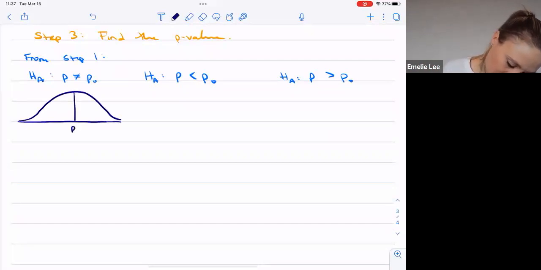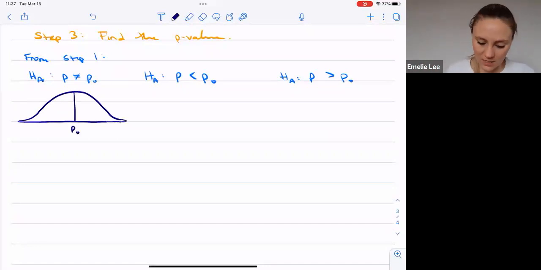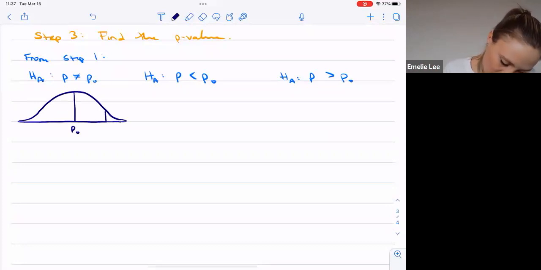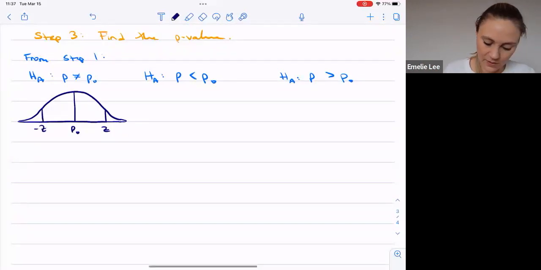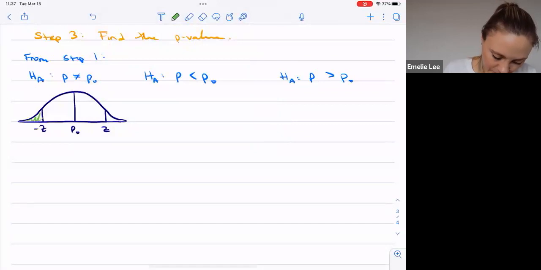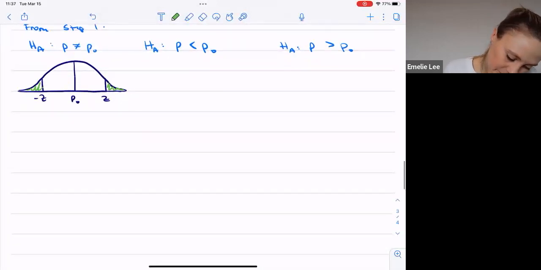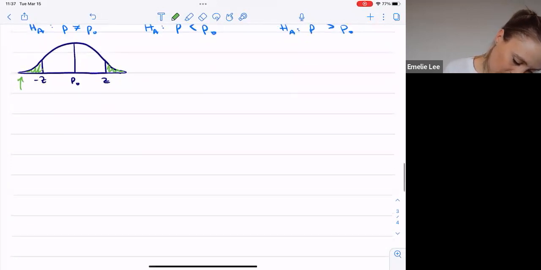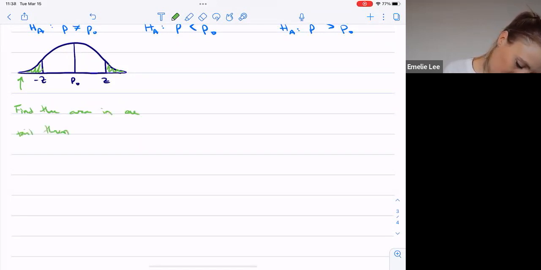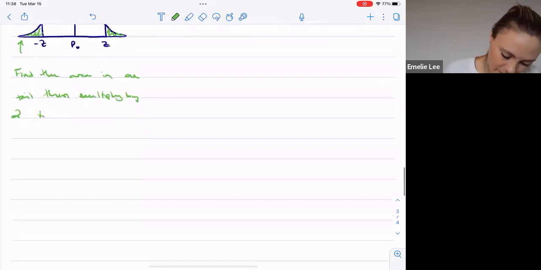Okay. So here it's centered on P naught, and then your Z is going to be in one of the tails, maybe over here, right? But then you have to replicate it down here. Find the area in one tail, then multiply it by 2 to find the two-sided p-value.